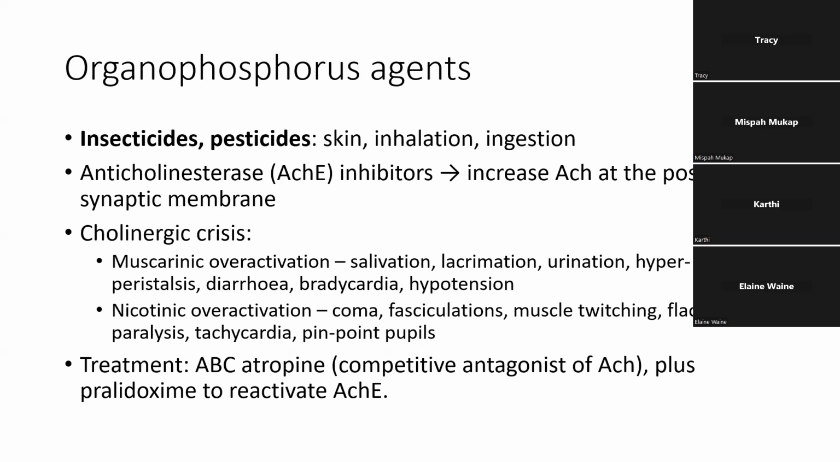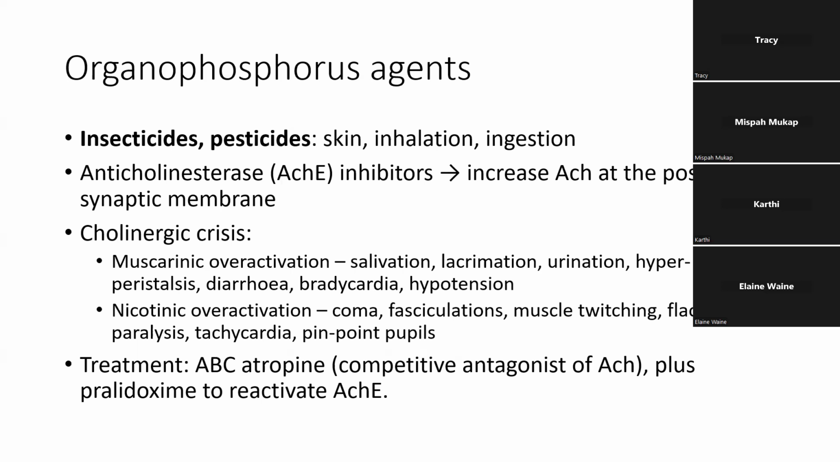If you don't have that enzyme, then you have a marked increase in acetylcholine. And that leads to, as you remember, acetylcholine stimulates both muscarinic and nicotinic receptors in the body. And muscarinic overactivation leads to increased salivation, lacrimation, so lots of tears, urination, hyperperistalsis of the gut, diarrhea, bradycardia, and hypotension. So it has cardiovascular, gastrointestinal, and secretory effects.